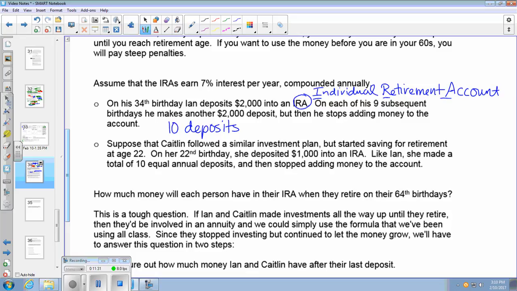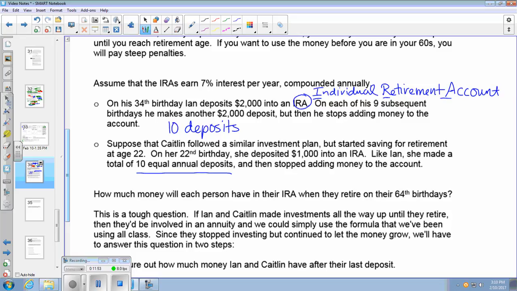All right, Caitlin follows a similar investment plan, but she started saving for retirement at age 22. So on her 22nd birthday, she put in $1,000, half of what Ian put in. So she puts $1,000 into an IRA. Like Ian, she makes a total of 10 equal annual deposits, and then she stops adding money to the account.